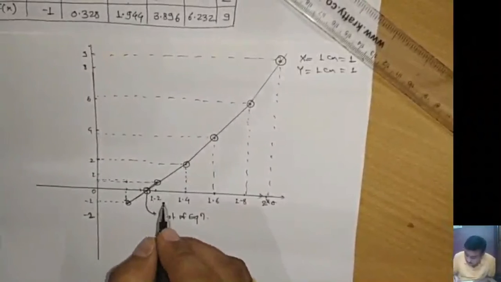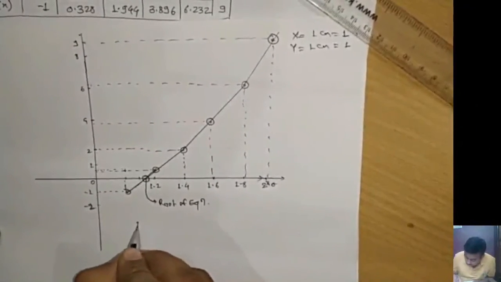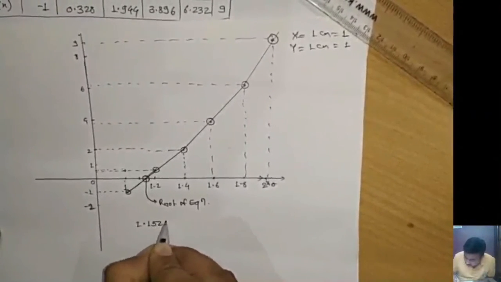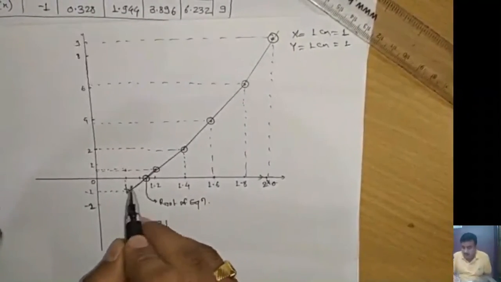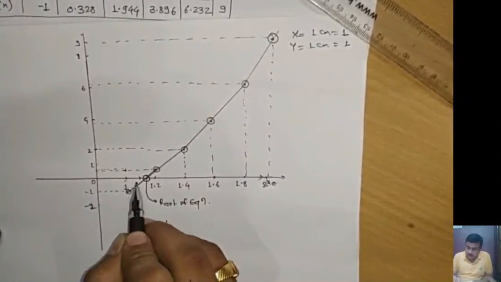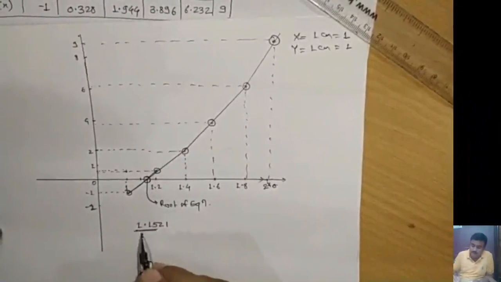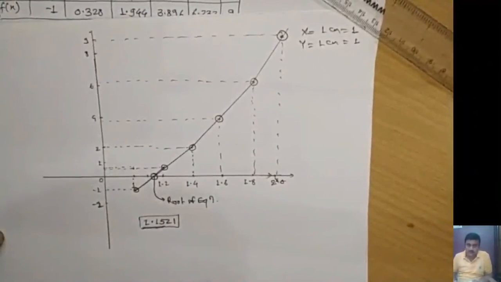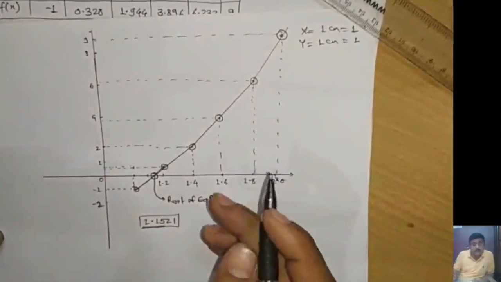So the value can be written as 1.2. It depends on the value between 1 and 1.2. The mid value of 1 and 1.2 is 1.15. So I am using over here 1.15. So in this way we can calculate the root of the equation with the help of graphical method. With the help of this graph we can calculate the root of the equation.